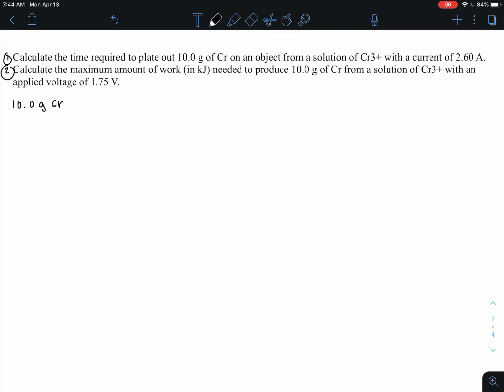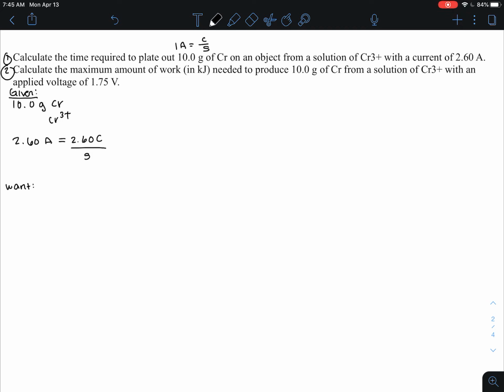So if I look at just my first question, I have the mass of chromium. I have 10.0 grams of chromium, and I'm putting this on chromium ion. And I have a current of 2.60 amps. Well, I know that 1 amp is a coulomb over second. So 2.60 amps is 2.60 coulombs per second. So this is everything that I'm given here, right?